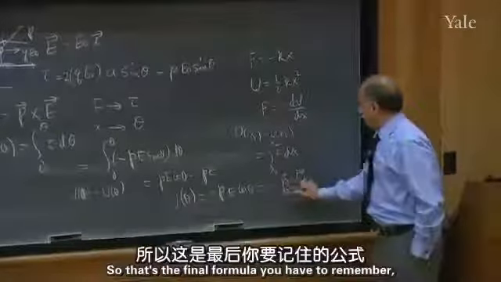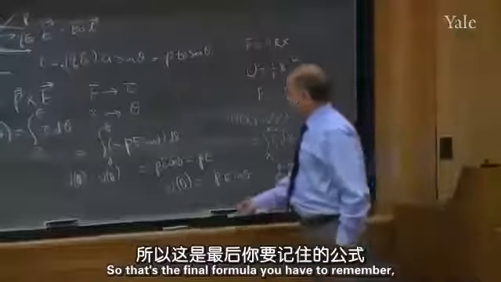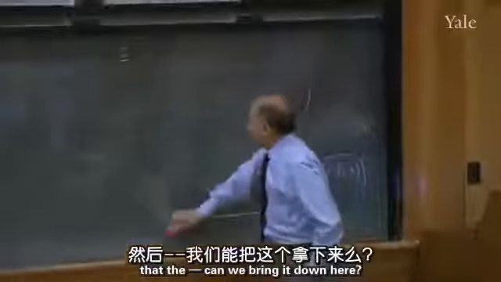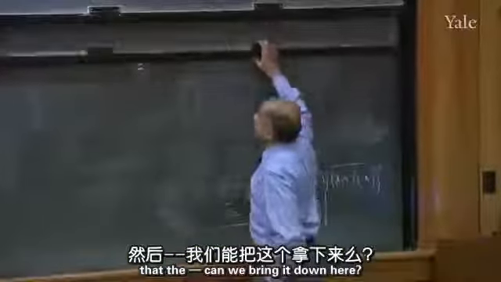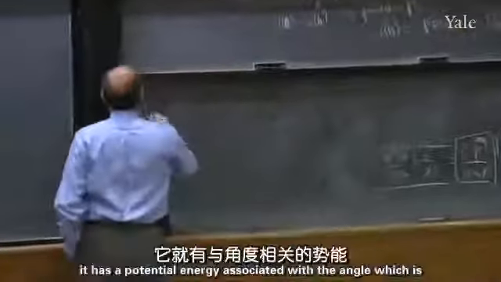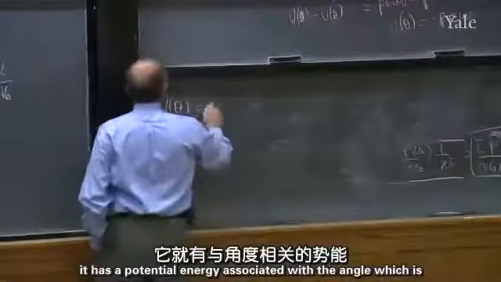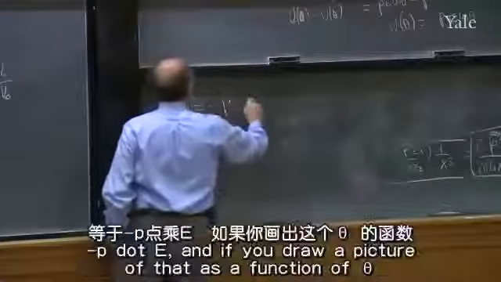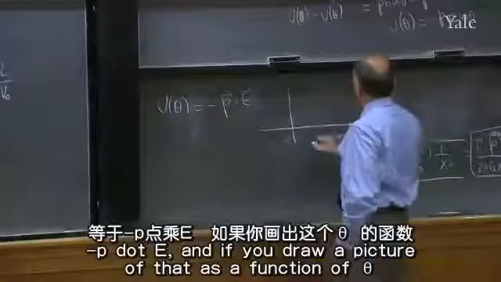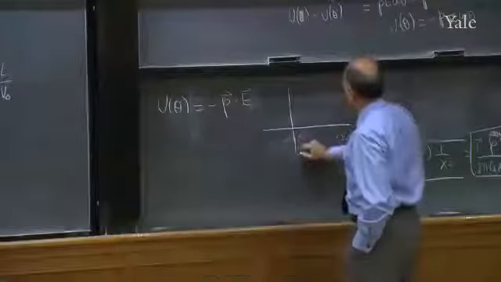So that's the final formula you have to remember. When you have a dipole in an electric field, it has a potential energy associated with the angle, which is minus P dot E. And if you draw a picture of that as a function of theta, it goes like this.